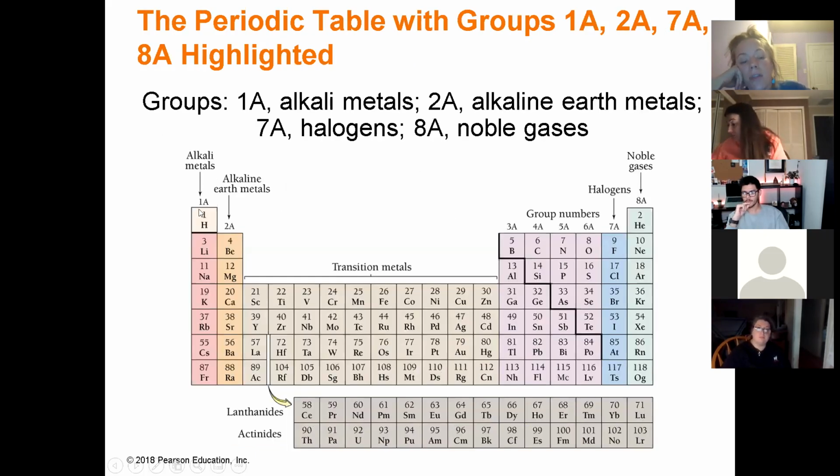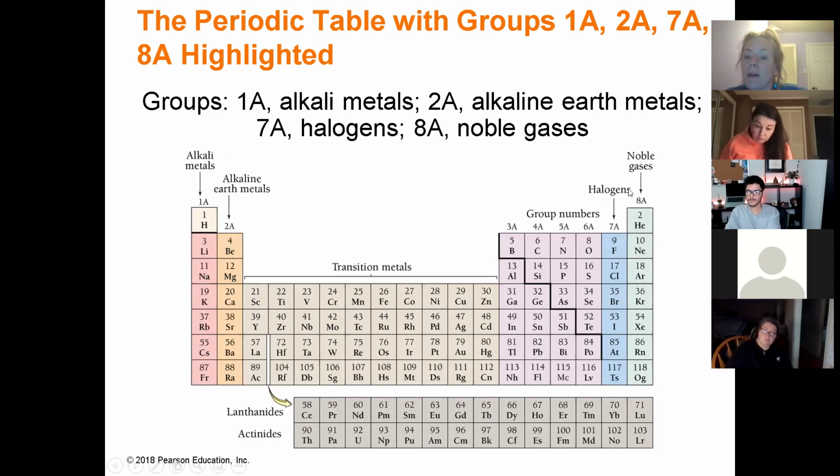So what are the groups? Well, I do think your formula sheet has the names of them, but everything in column 1, minus the hydrogen, is known as the alkali metals. Everything in this column 2, those are known as the alkaline earth metals. Everything in the alkali metals is going to have similar properties. So again, lithium up top here is much more like cesium than it would ever be like beryllium.